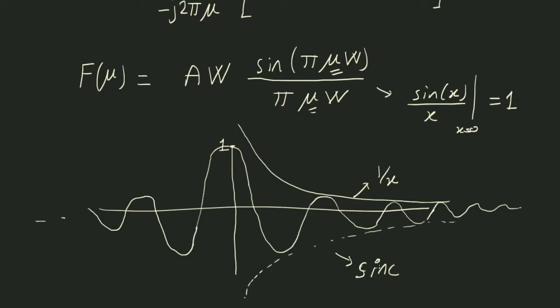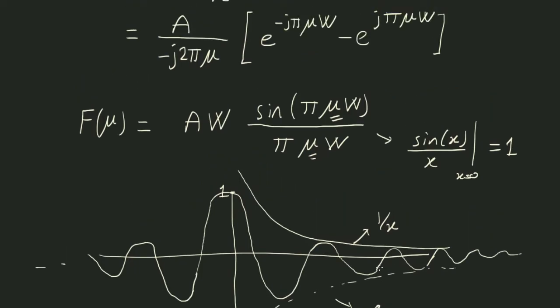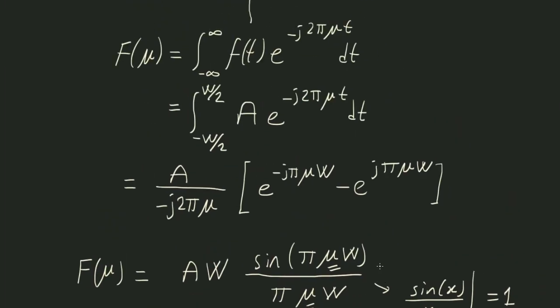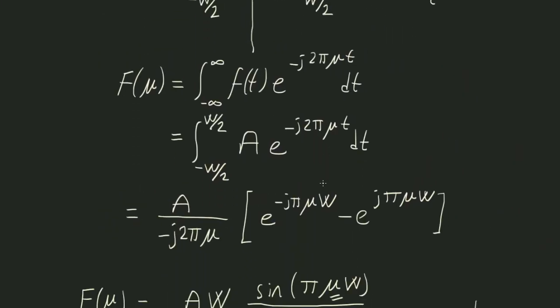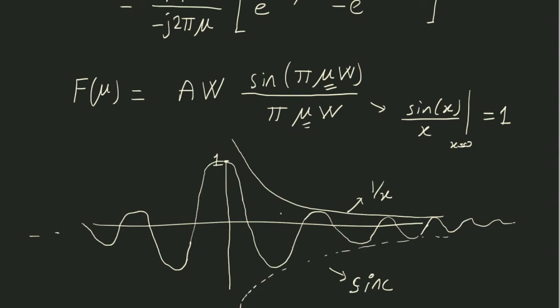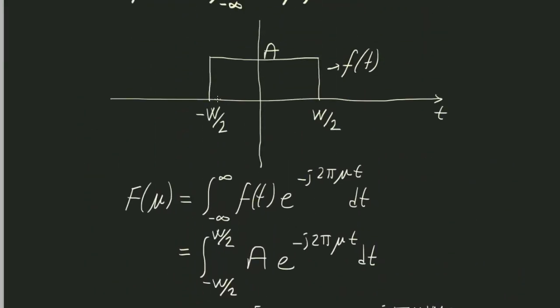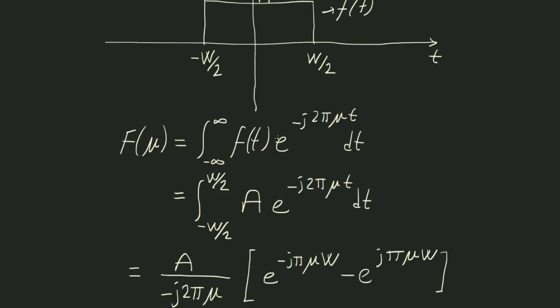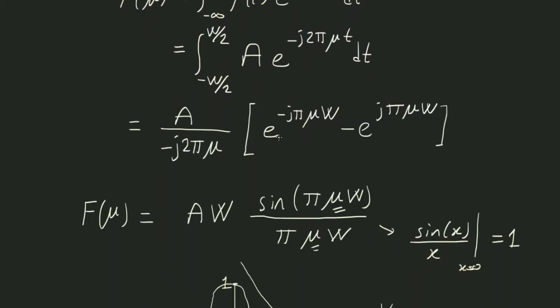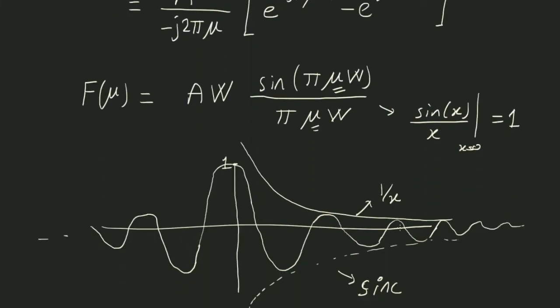Remember what we did here. We took the Fourier transform of a box function and then we found a sinc function. This box function is limited between minus w over 2 and plus w over 2, but its Fourier transform has infinitely long tails. So those tails actually give us some trouble in image processing.